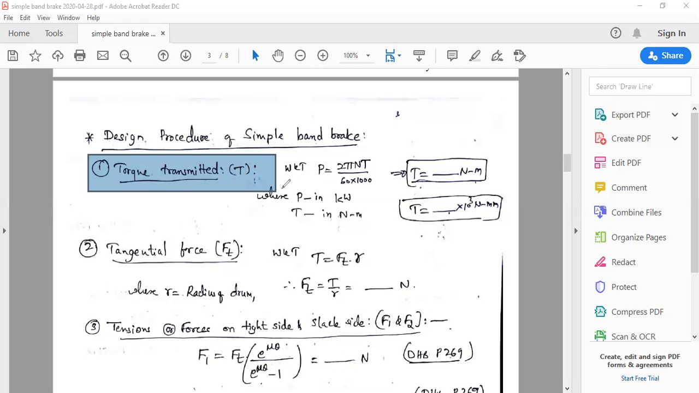If it is given, that is well and good in the problem statement. If it is not given, use the basic fundamental equation of power, P is equal to 2 pi NT divided by 60 into 1000. By using this relation, you get the value of torque T in Newton meter. Once you get that value in Newton meter, the meter is to be converted into mm. Then we get the value of torque T. So this is the calculation of torque T.